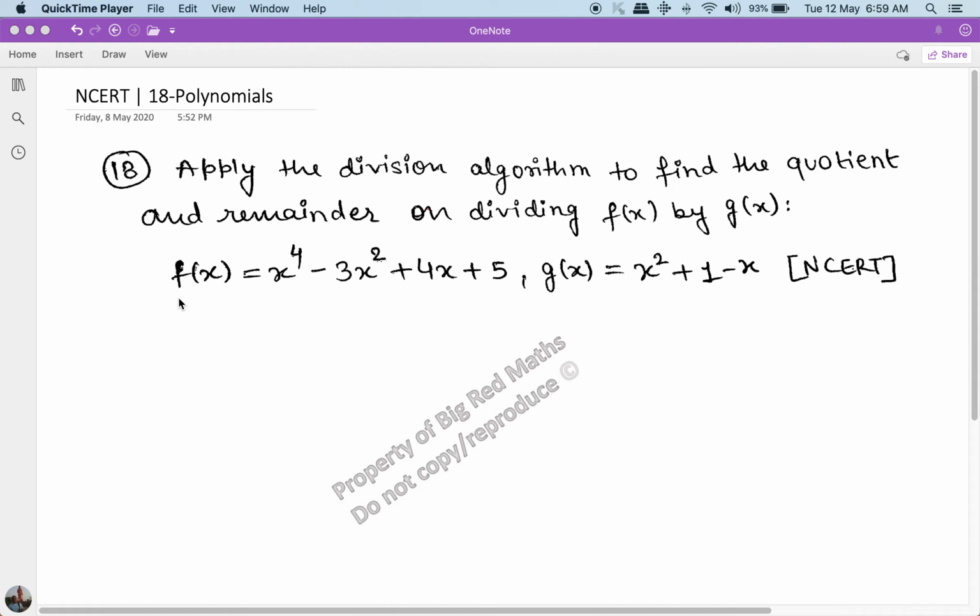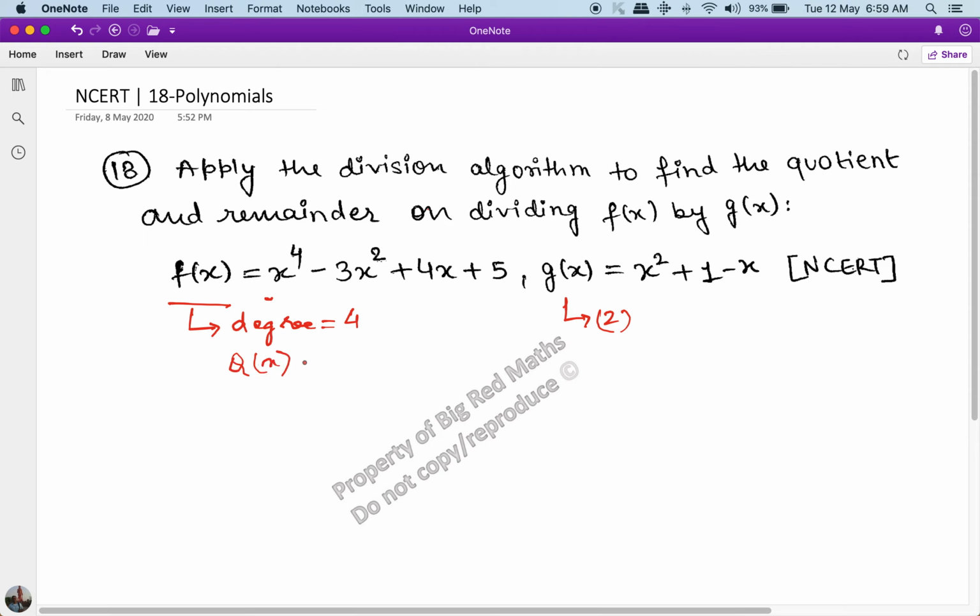Okay. This question says that f of x is equal to x to the power of 4 minus 3x squared plus 4x plus 5. So f of x is of degree 4. And g of x is x squared plus x minus 1, so this is of degree 2. This tells me that your solution, that is your quotient, will be of degree 4 minus 2. The quotient will be of degree 2.